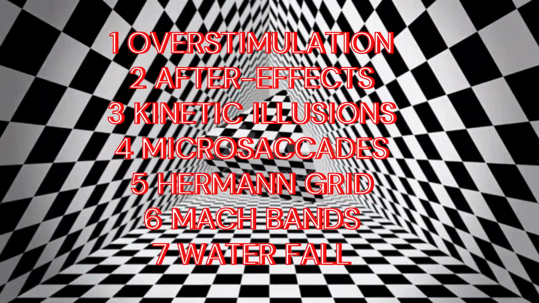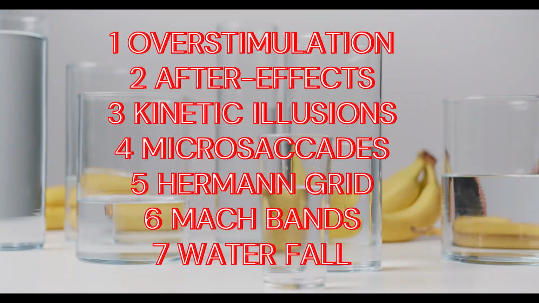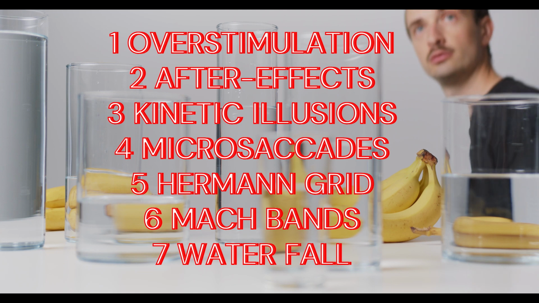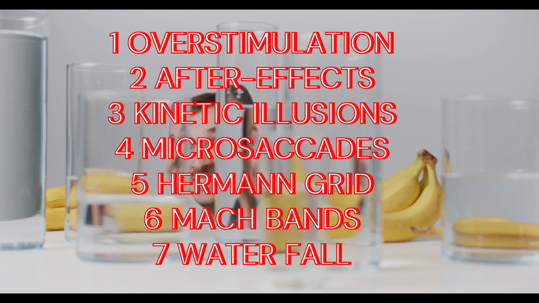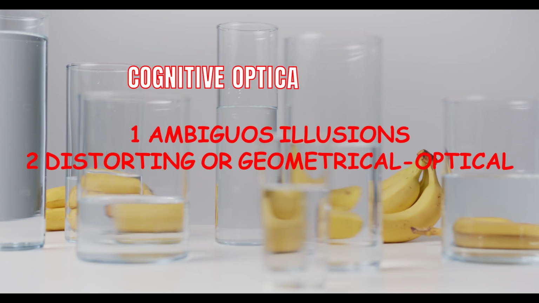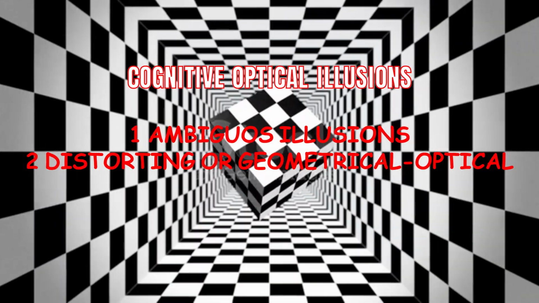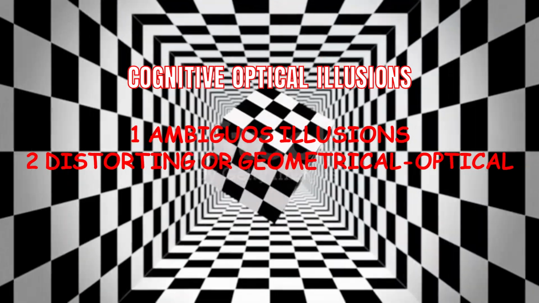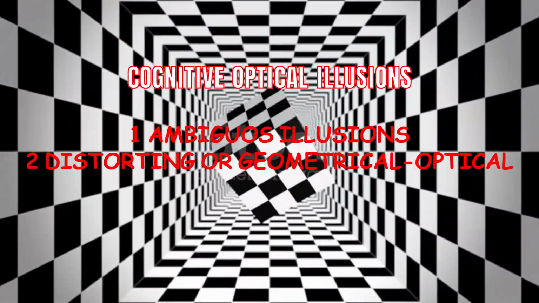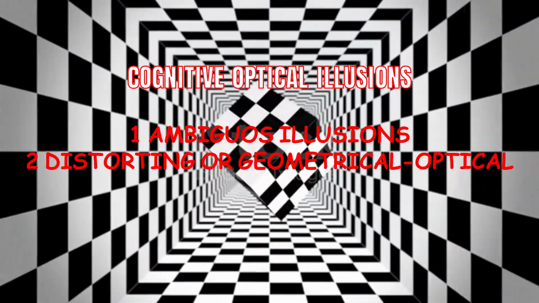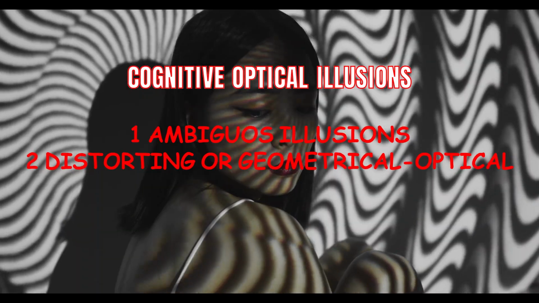It highlights the role of neural adaptation in shaping perception and demonstrates how our visual system processes and interprets motion information. Cognitive optical illusions, also known as cognitive illusions or perceptual cognitive illusions, differ from traditional optical illusions in that they involve higher-level cognitive processes, such as memory, attention, and interpretation.